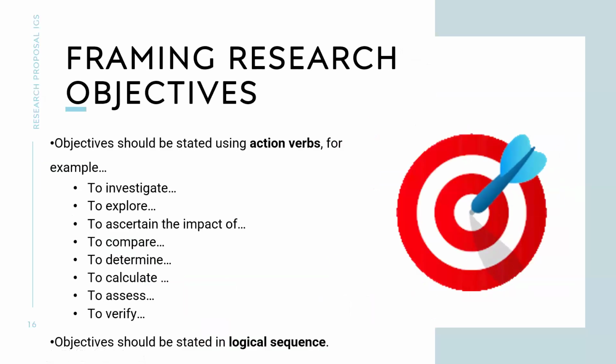Framing the research objective: the objective should be stated using action verbs. Definitely, because it should be measurable. So there are certain action verbs that can be used, for example, to investigate, to explore, to ascertain, to compare, to determine. This depends on your research, your problem statement, and also your research question. So basically, when you have 3 sub-research problems, you will have 3 different questions and 3 different objectives.